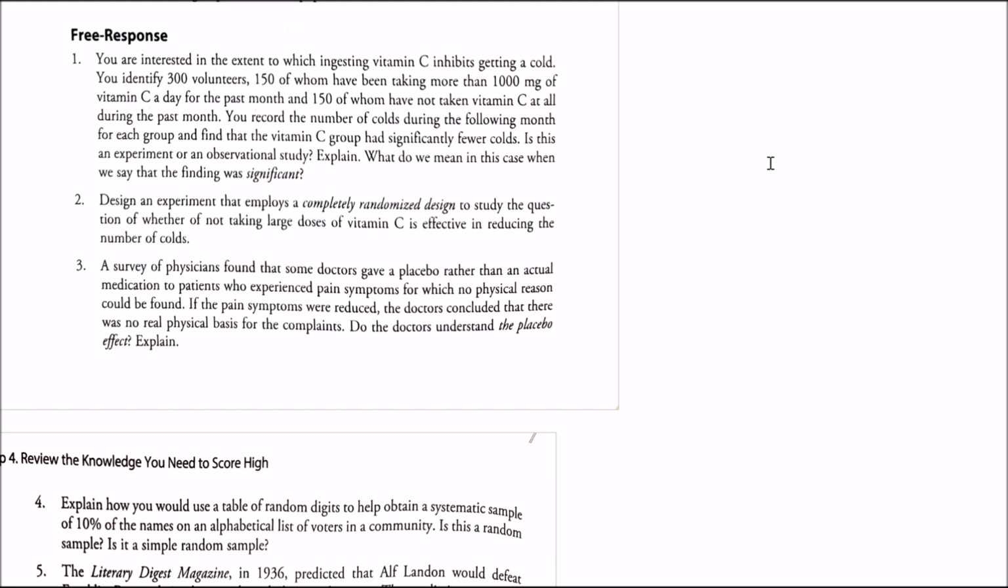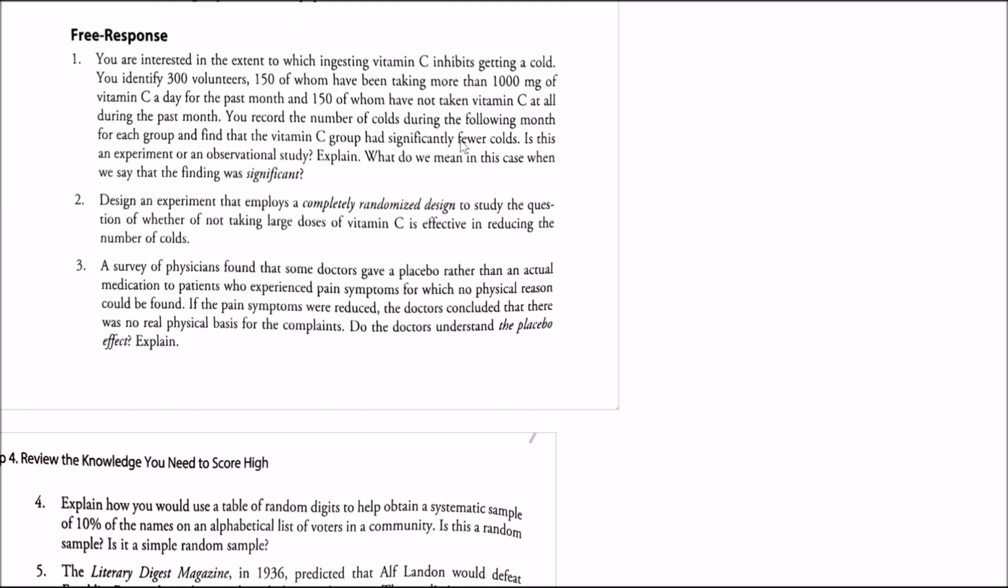What do you mean in this case when we say that the finding was significant? All right, so first off it is an observational study. The researcher, there's no treatments imposed, right? So observational study, no treatment imposed. And here they're volunteers, so participants self-selected themselves into either group, right? So it's not like you're randomly assigning them into groups or anything like that. And now they said, what does it mean to say that your finding was significant? Well, that means that the difference in the vitamin C and the non-vitamin C group was way too big to attribute to chance alone. Okay, so that's what it means when you're saying something is statistically significant.